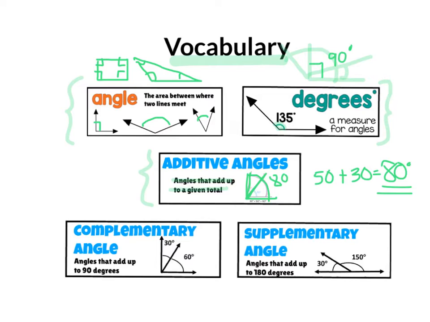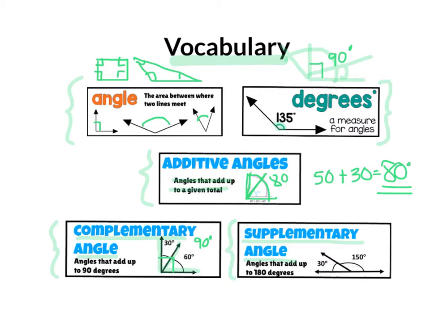Next up, we've got complementary angles and supplementary angles. Complementary angles are angles that add up to 90 degrees. So if we look at this picture, I see my total angle here, right? And then I've got 2 smaller angles, 60 degrees and 30 degrees. When we add up 30 plus 60, we get 90 degrees. So our complementary angles are any angles that add up to 90 degrees.